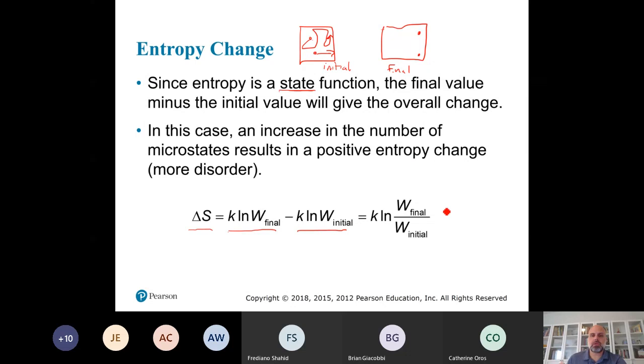And if you look, since you have a natural log in the equation, we can rearrange the equation to end up with the natural log of final over the initial times the Boltzmann constant, which gives us our overall entropy. All right.